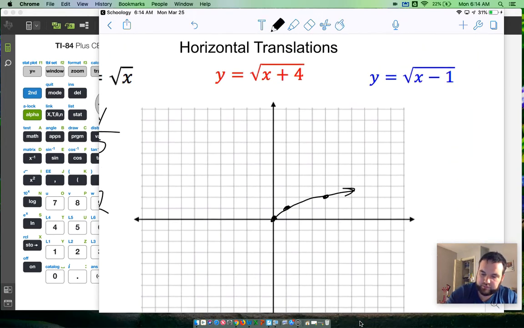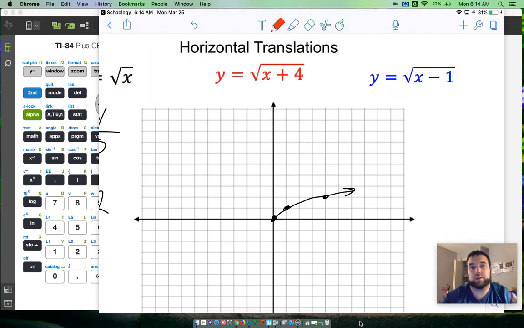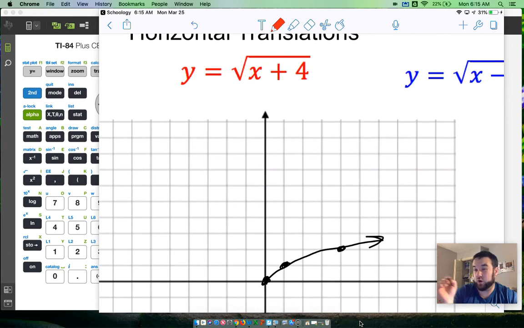If you see the square root of x plus 4, and the x plus 4 is all underneath the radical sign, we've learned that anytime you add or subtract inside a function, normally when we studied parabolas, that meant inside the parentheses. But here, since that plus 4 is underneath the radical, that means it's going to shift it horizontally. And if you see a plus 4 inside of a function, that means it's moving to the left 4 units.